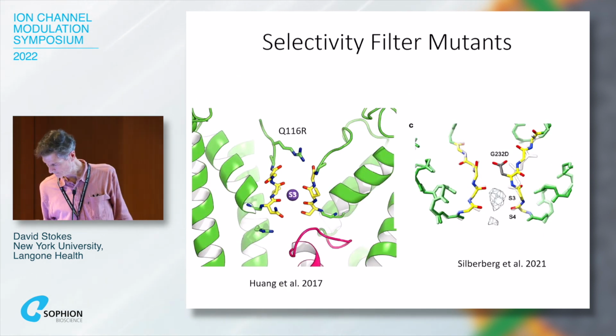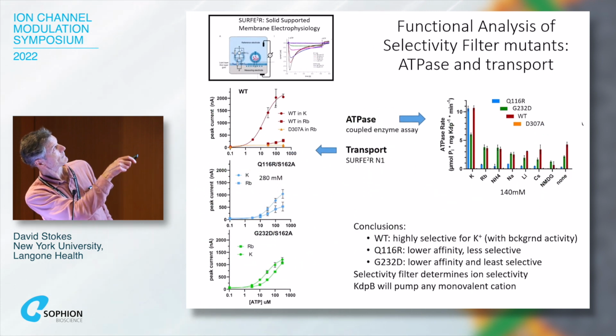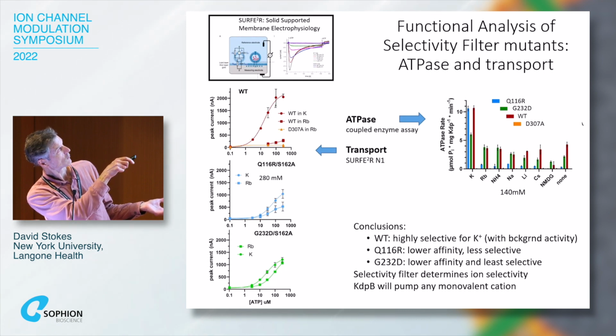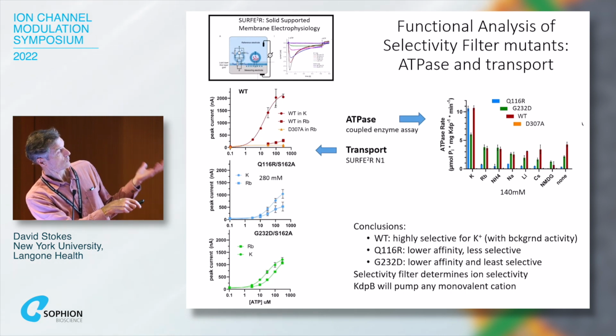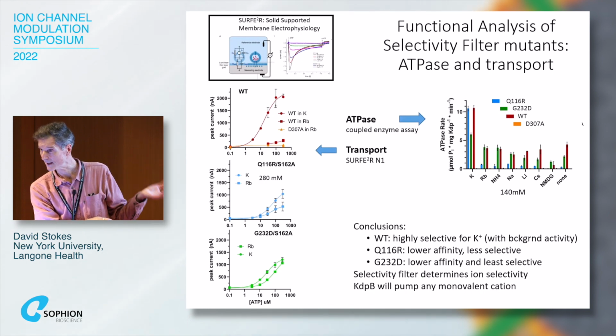Remember I said that the wild type is selective for rubidium against potassium. This is an ATP dependence of transport, actual transport with this assay. So you get very robust ATP dependent transport of potassium, but with rubidium you get hardly anything. The D307 is a negative control. If you mutate the glycine, it still transports, but now it's not selective anymore. It transports both potassium and rubidium.